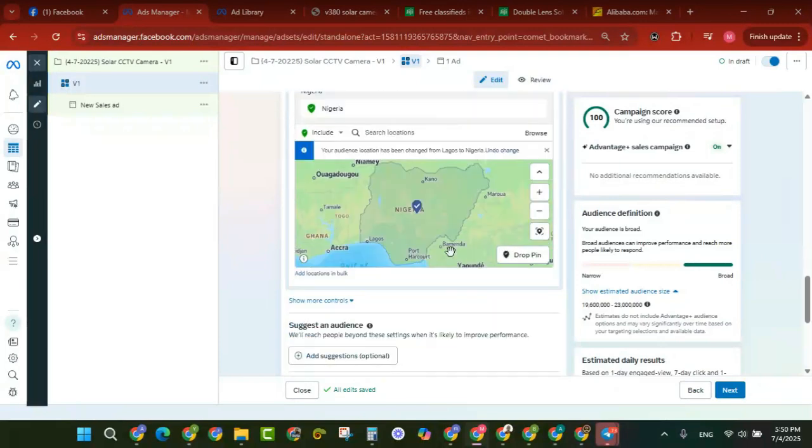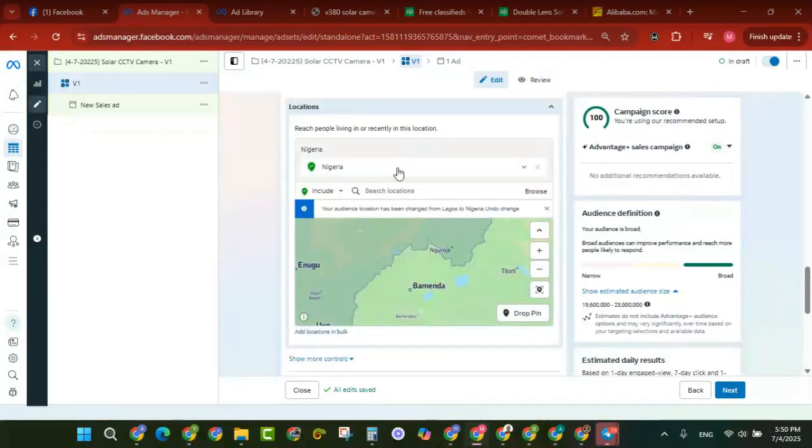So that's why I'm going to advise you to choose Nigeria. I'm somebody who is open to testing. I'm still advising you that if you have some budget you can use to test, maybe you have some 10,000, 20,000 that you can use to test.